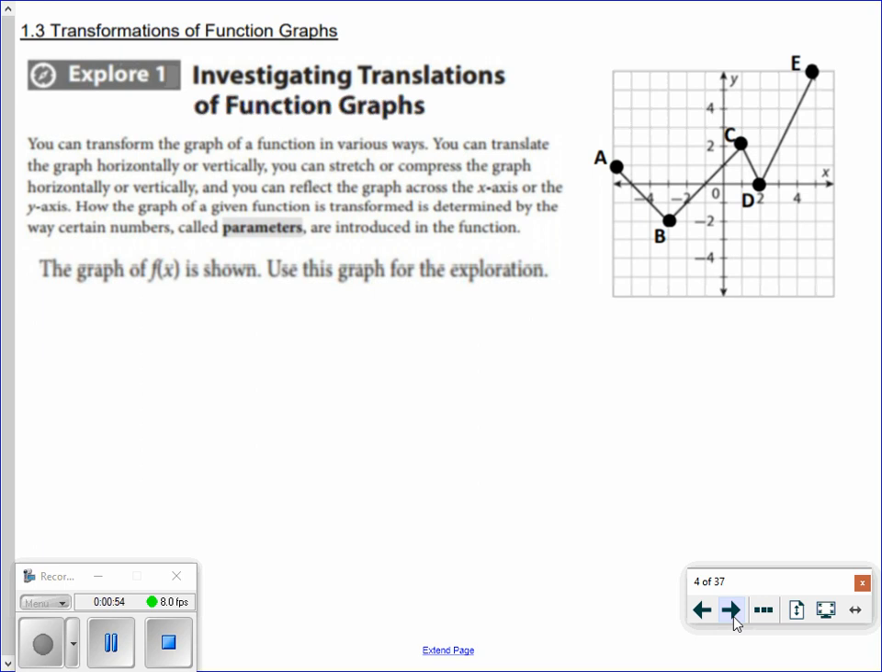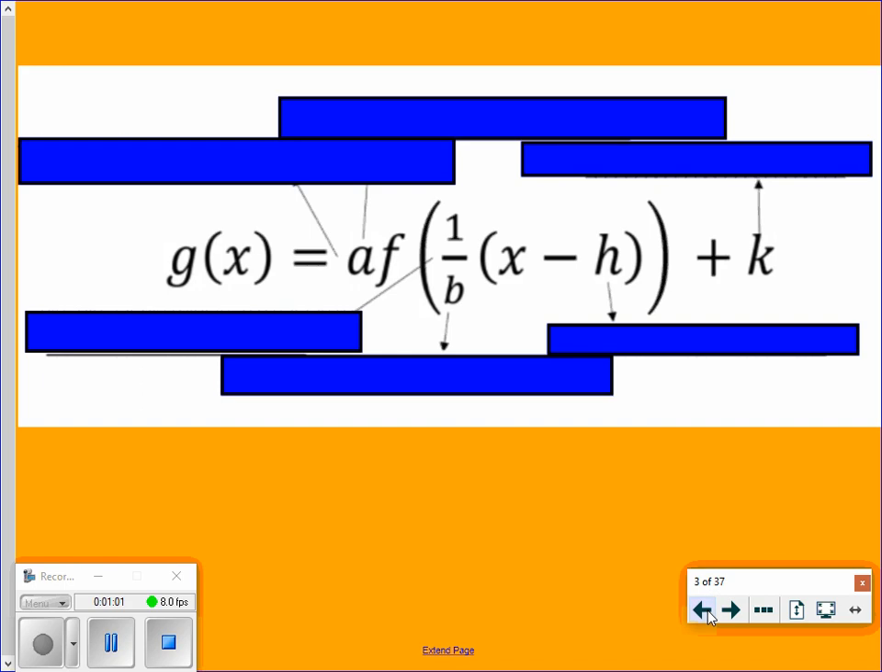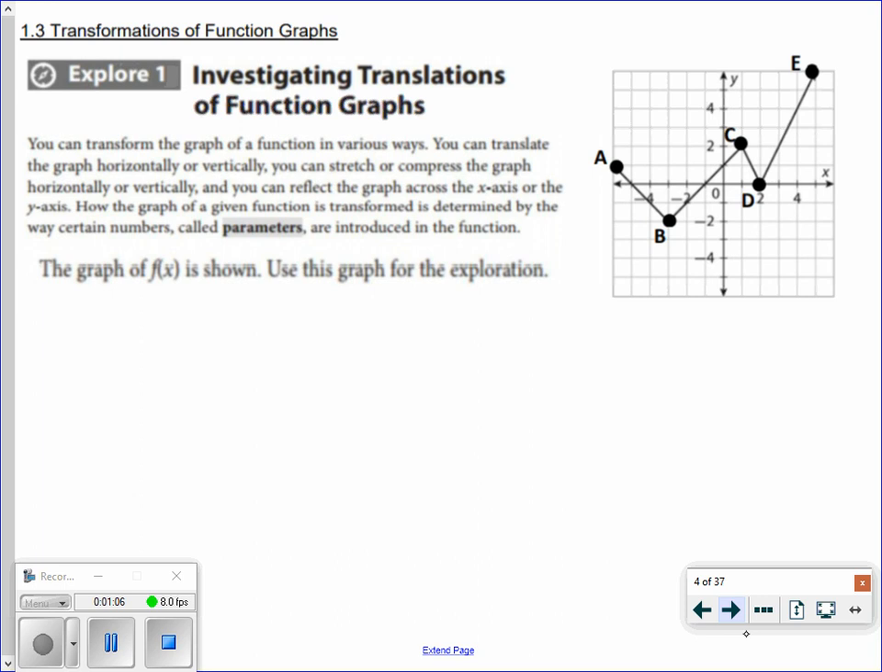This slide right here is just telling us about parameters, what they are. And that's what we saw in the previous slide over here. That A, B, H, and K are what we call parameters. Those are the parameters we're going to be dealing with in this course. A parameter is just the numbers or the variables that actually transform the function. So you have a function that transforms into a different function. That A, B, H, and K, what's transforming the function to a new one, is what we call our parameters.